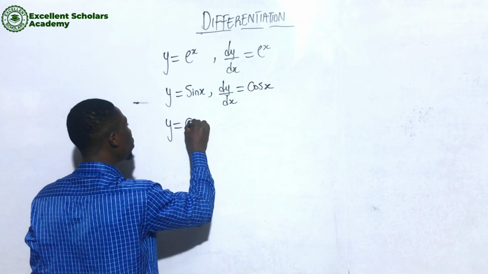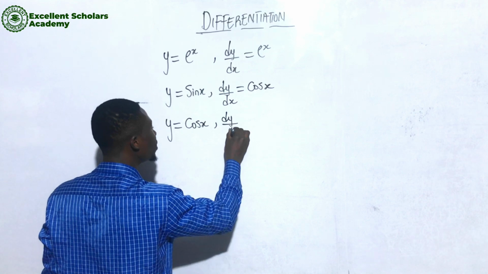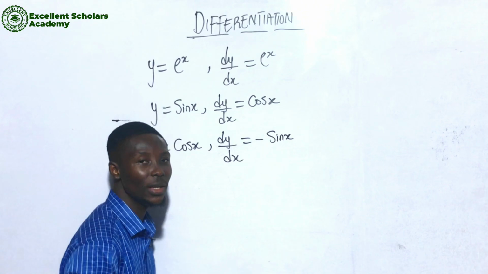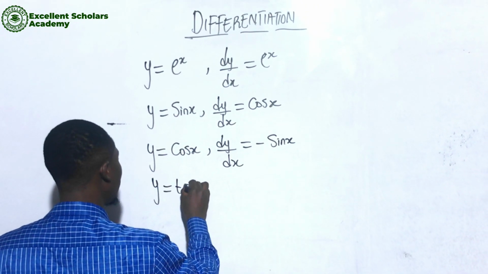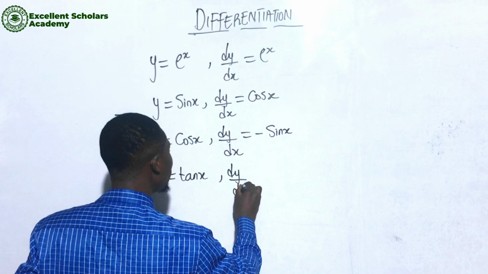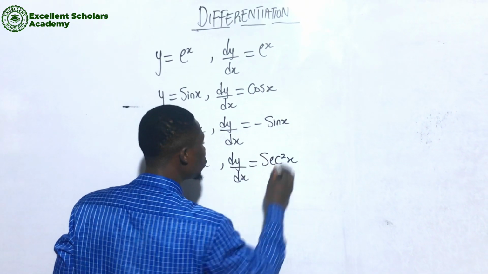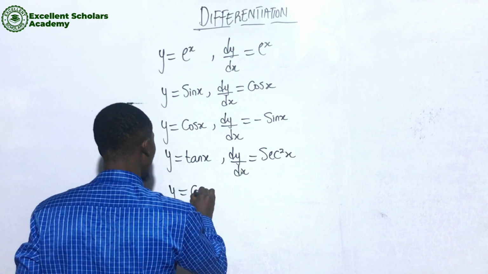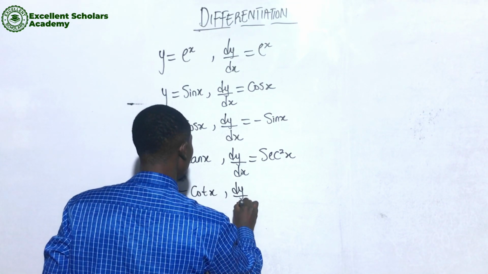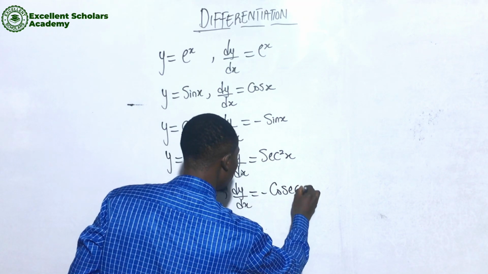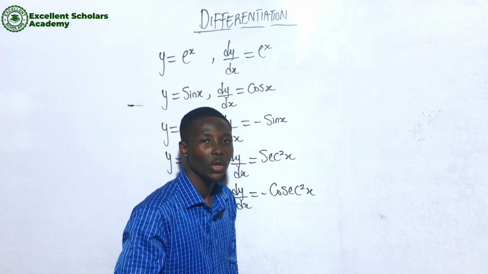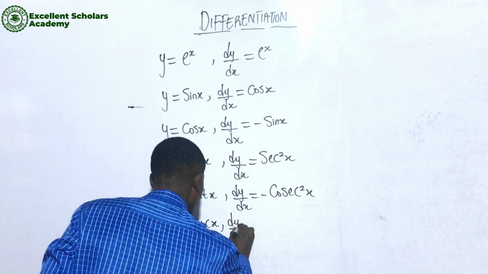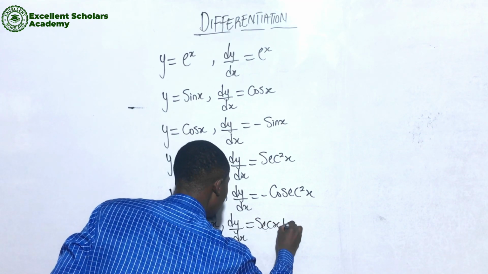If you have the function y is equal to cos x, your differentiation of this, dy/dx, is going to give you minus sine x. That's negative of sine x. Now, if you have a function y is equal to tan x, if you differentiate this, your dy/dx is going to be equal to secant squared x. Okay? So if you are given a function y is equal to cot x, your dy/dx is going to be equal to minus cosec squared x. Okay? So if you're given a function sec x, your dy/dx is going to be equal to sec x tan x.